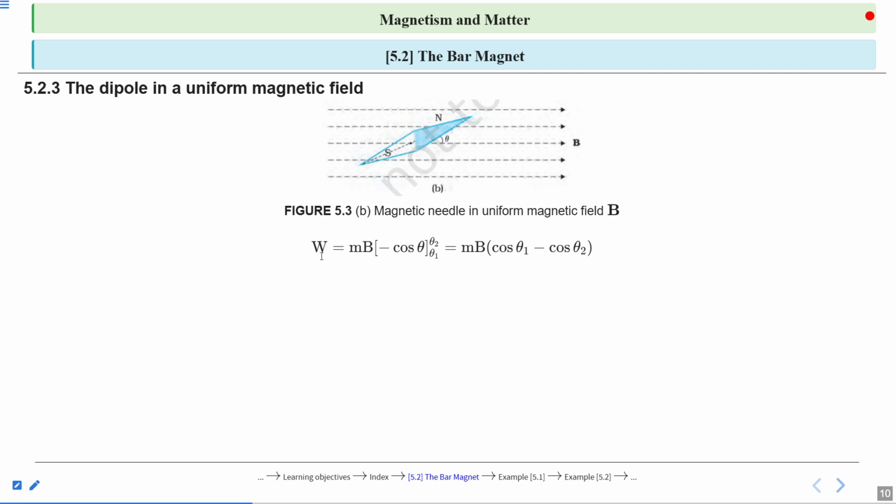Okay, so work will be equal to mB times minus cos theta, with limits from theta 1 to theta 2. Since mB is constant, it will come out of the integration. The integration of sin theta is minus cos theta, so it will result in minus cos theta from theta 1 to theta 2. After putting in the limits, it will result in minus cos theta 2 plus cos theta 1. After rearranging, it will become mB (cos theta 1 minus cos theta 2). Got it?